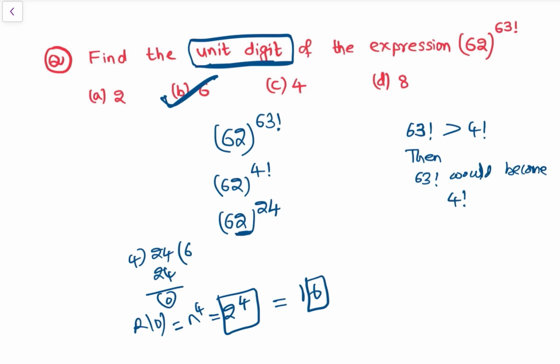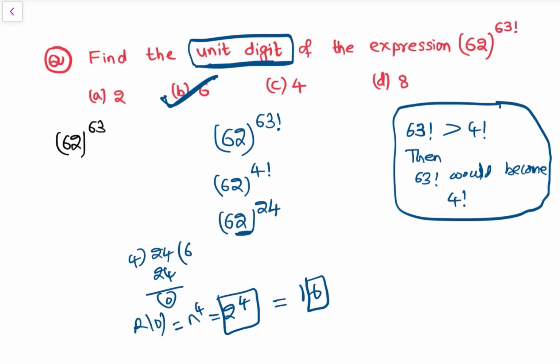Now the shortcut: if it comes in the exam, what I would do is just solve it like this. For 62 to the power 63 factorial, I know it is more than 4 factorial, and when that is the case, I will just write 2 to the power 4.